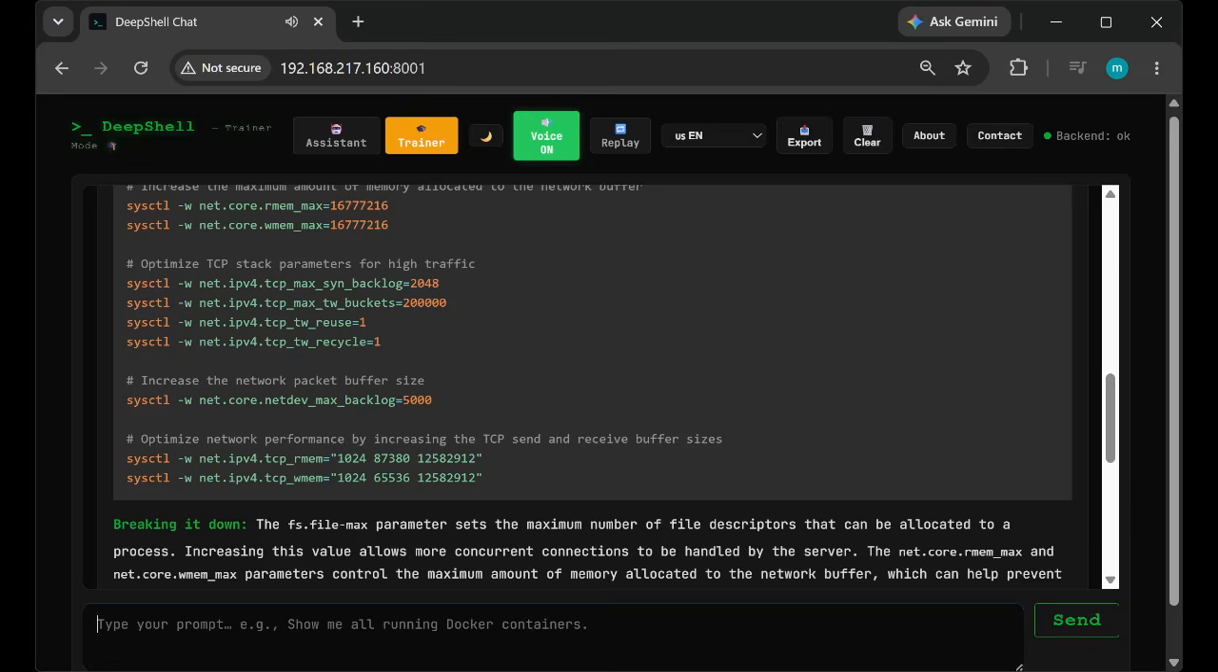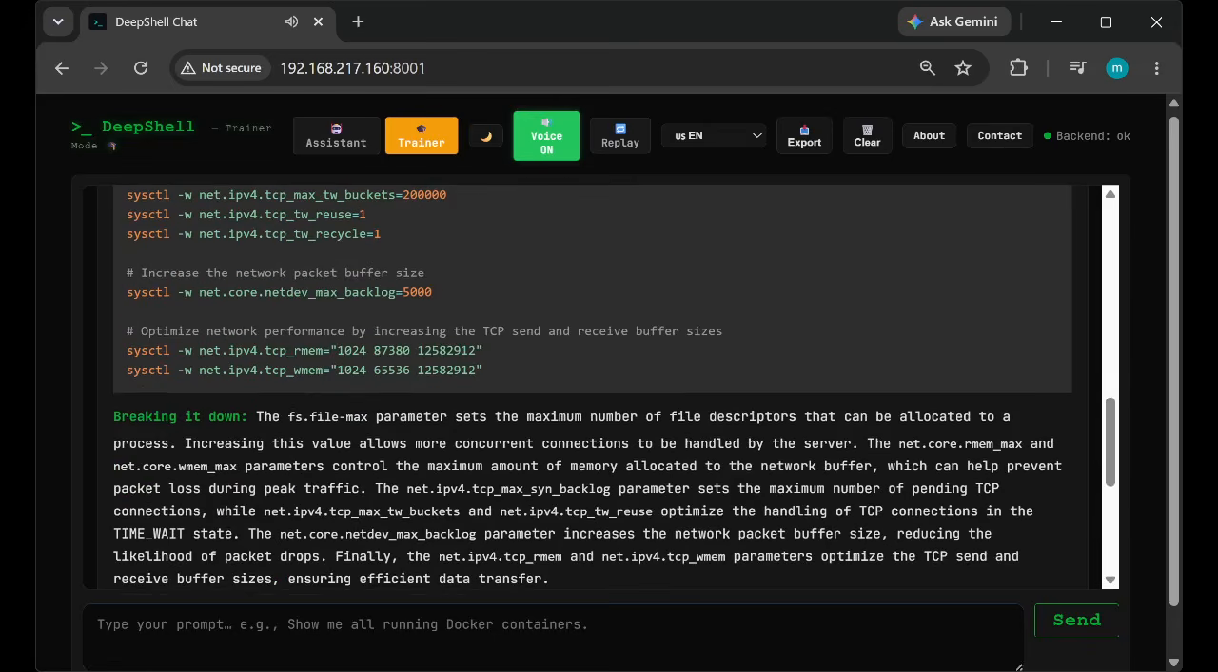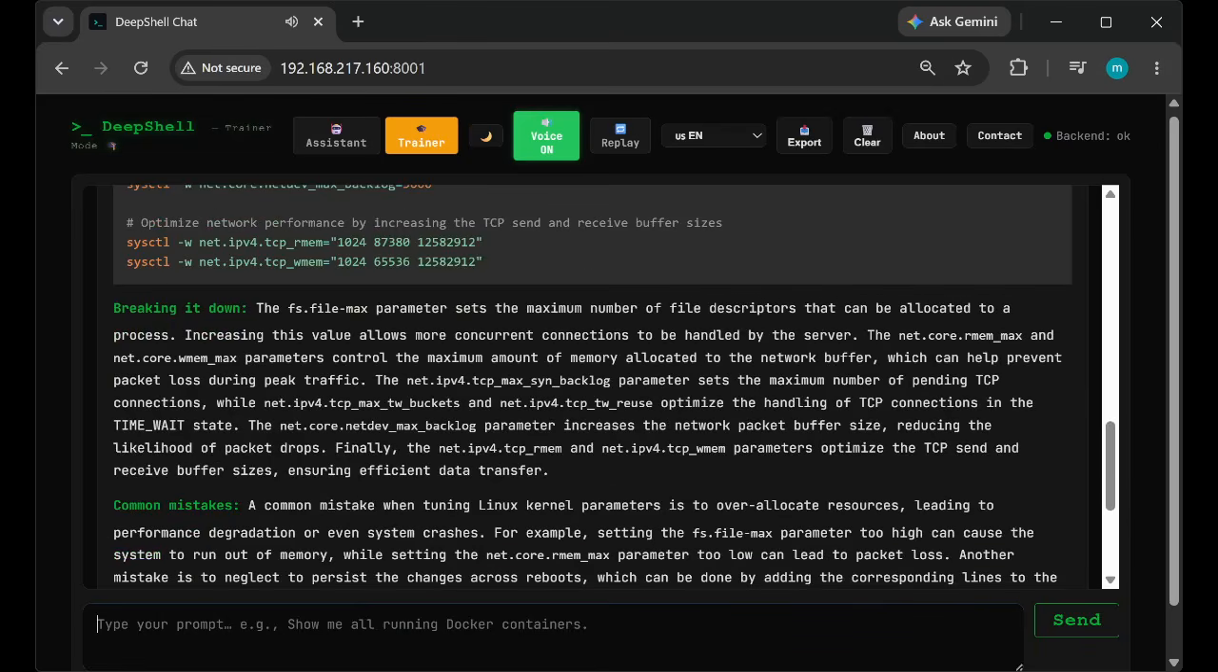The net.core.netdev_max_backlog parameter increases the network packet buffer size, reducing the likelihood of packet drops.